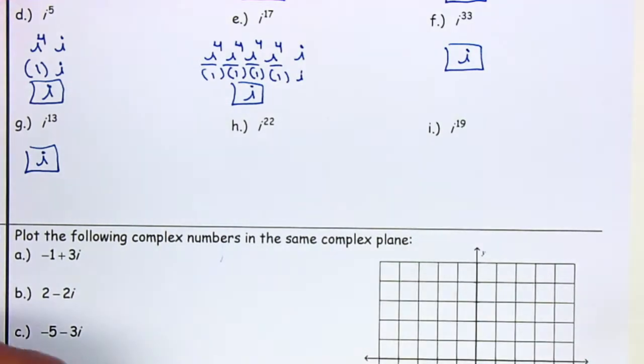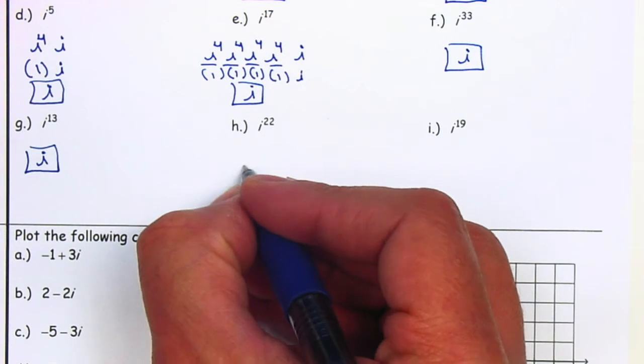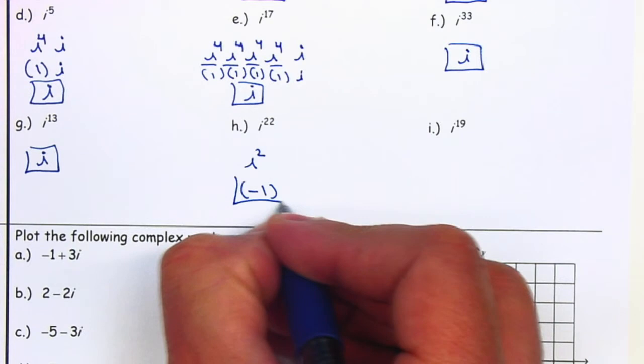Now on letter H, how many i to the 4th are here? 5. How many are left? 2, right? 4 times 5 is 20. We have 2 left. i squared is equal to negative 1. And that's my answer.